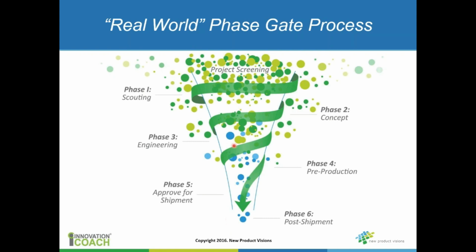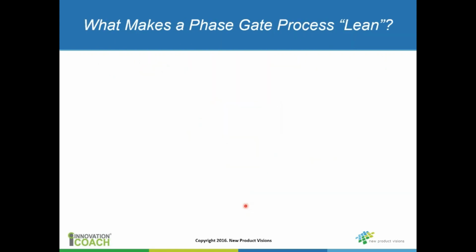You might be in phase 4 and you experience a design loopback, and you actually might get kicked back up, at least a part of the project might be kicked back up to phase 3, for instance. So there's just not normally in most projects will a project move smoothly from one phase to the other. There can be issues as the project unfolds. So the question becomes, what makes a phase gate process lean?